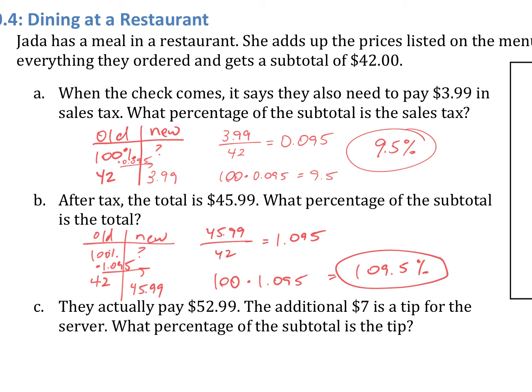So when you're debating between these percentages, you have to read carefully. The numbers that they're using in question A is $3.99, and then they want the subtotal. And then for question B, it's $45.99 and the subtotal. So you have to look carefully at how you're going to set up those tables to calculate the percentage.